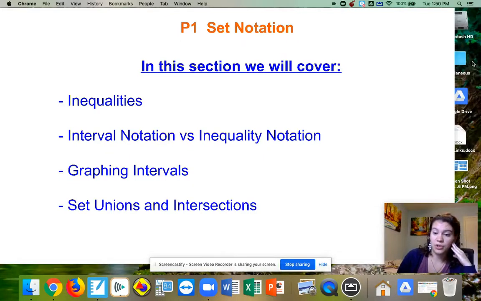All right, so today we are doing P1 set notation. Even though it's in the chapter 1 stuff, this is actually prerequisite 1. It's the prerequisite beginning stuff of your textbook, so it'll be before the chapter 1 stuff if you look at the textbook. But we're going to talk about inequalities, interval notation versus inequality notation, graphing intervals, and then differences between sets, or set unions and intersections.